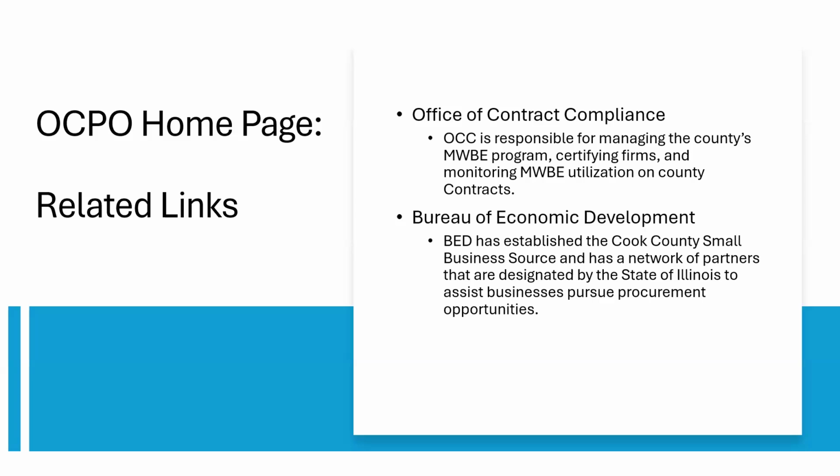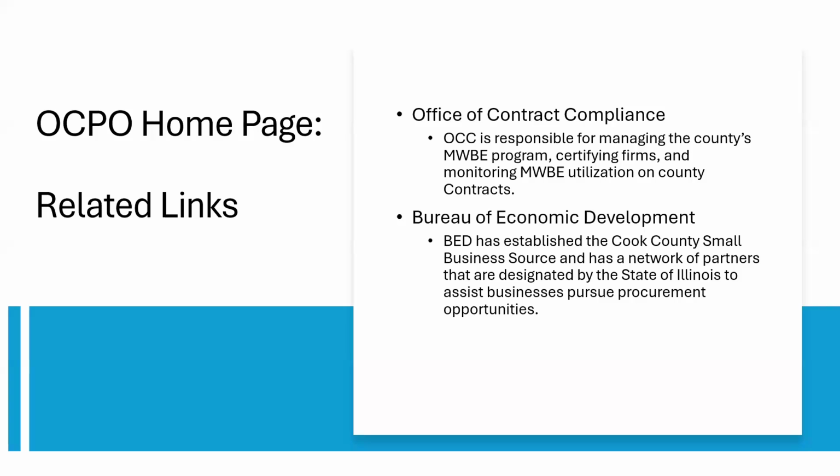The other useful tool that's in that bottom related link section is a link to the Bureau of Economic Development. Now, I don't know if a lot of vendors know this, but BED is the acronym that we use for this bureau. They have established the Small Business Resource Network and has a network of partners that are designated by the state of Illinois to assist businesses pursuing procurement opportunities, right? So they have a lot of resources. I believe they offer a lot of grants if you qualify for them.